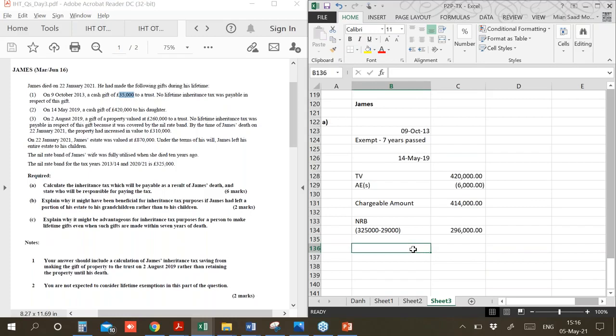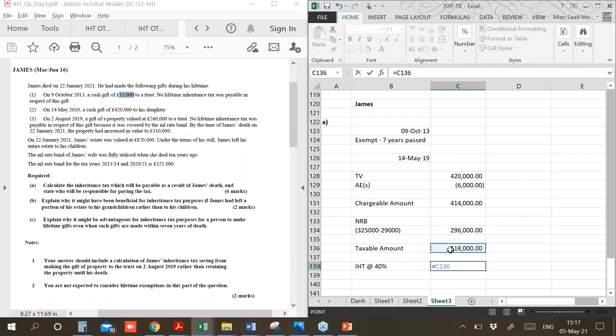Now, taxable amount. Taxable amount is this minus this. On 118,000, the IHT will be applicable, and IHT is 40%. So this amount multiplied by 40% equals 47,200. That is the IHT that will be payable as a result of James' death on this transfer.